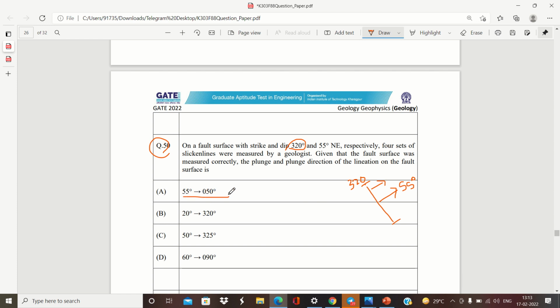So within these two, along the 320 the plunge amount will be 0, so this is not true. Along 325 this is not true, it is 50 degrees, so it cannot be, it should be near 0 or 1 to 3. And this is 60 degrees, so it cannot be more than 55 degree. So the correct answer in my point of view should be 55 degree along the 050.